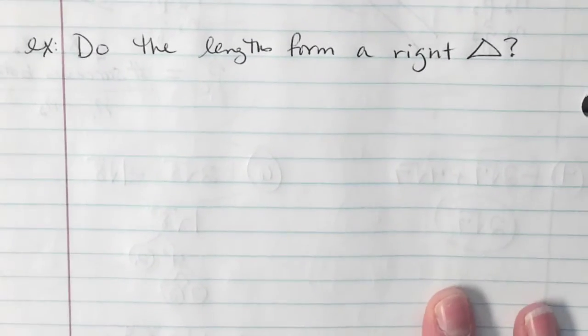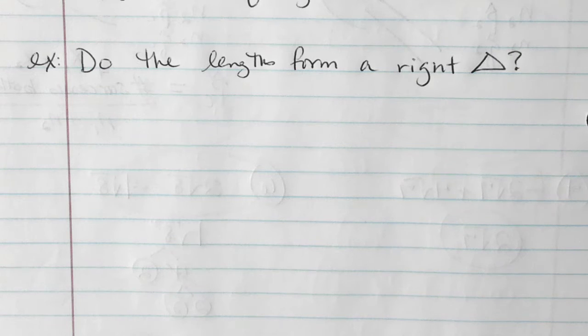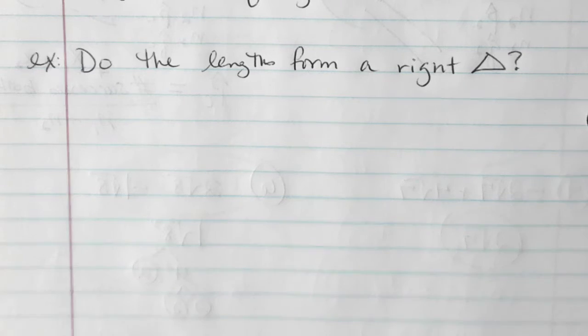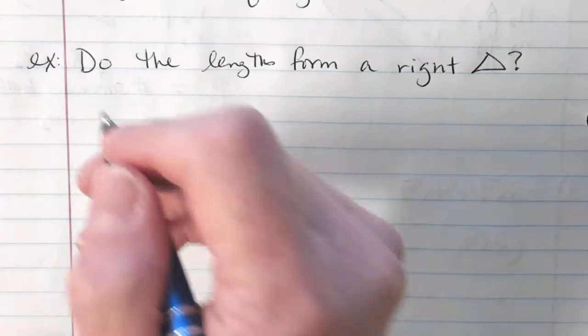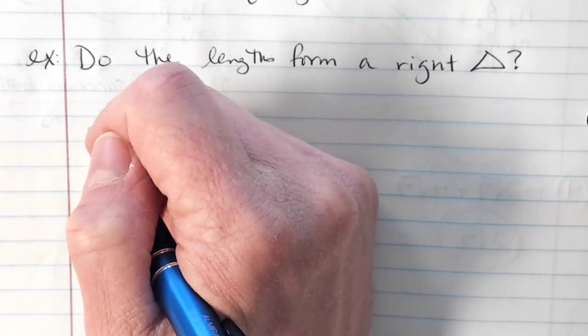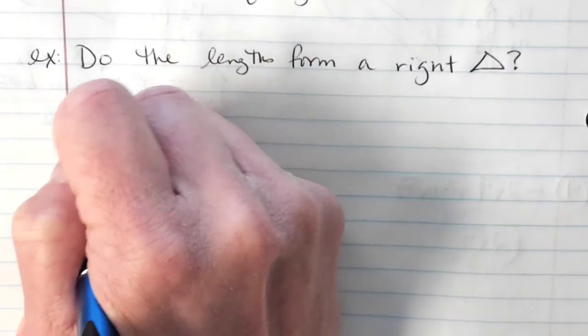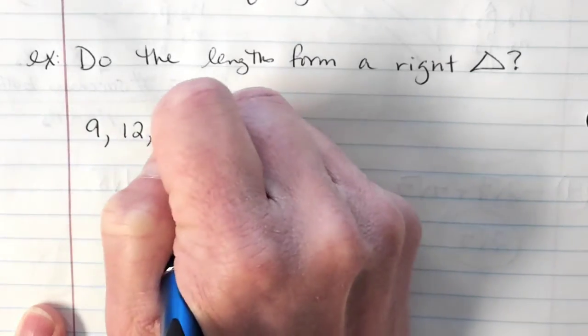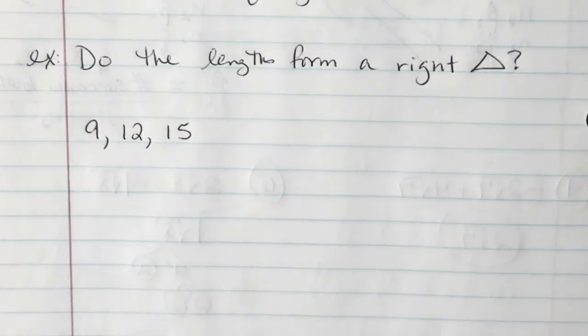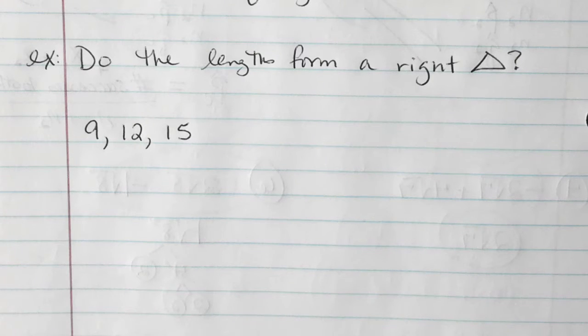Okay, so here's our first example and our first question. Do the lengths form a right triangle? I'm going to give you some numbers, and we might need access to a calculator for these. These are going to be three lengths of a triangle, three sides. We want to know if this makes a right triangle.